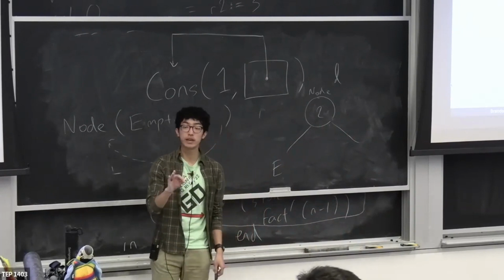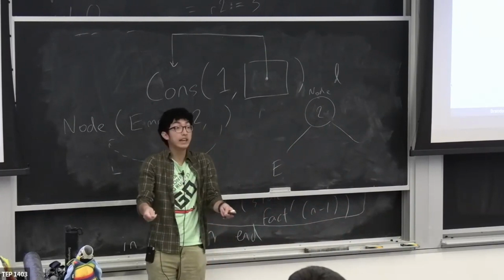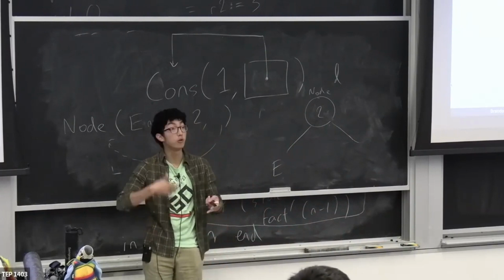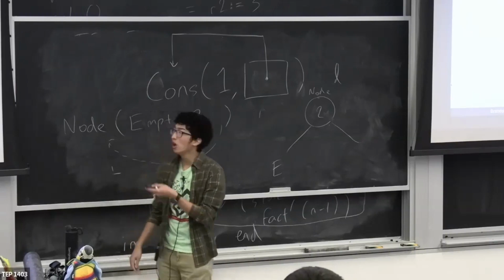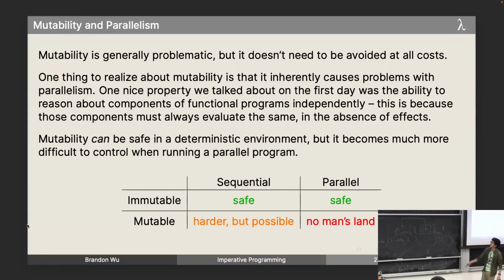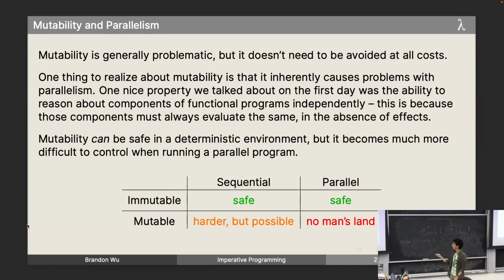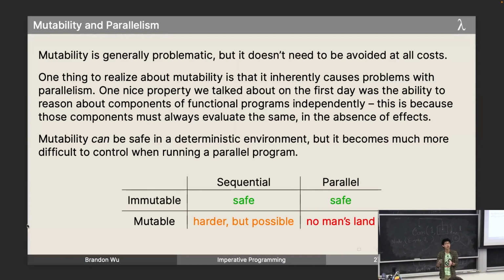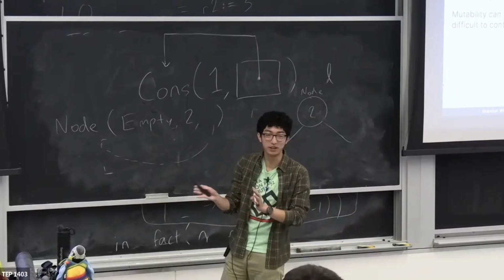And in a functional kitchen, everyone has their own preparation area and their own ingredients, so no one can mess with each other. Mutability is a really bad thing when you come into parallel programs. As long as we have immutability, sequential or parallel doesn't matter. In parallel programs, I can't mess with other threads or processes. I literally cannot. Immutability means it's impossible. In the sequential case, mutability can be fine. But parallel, no man's land. All bets are off.